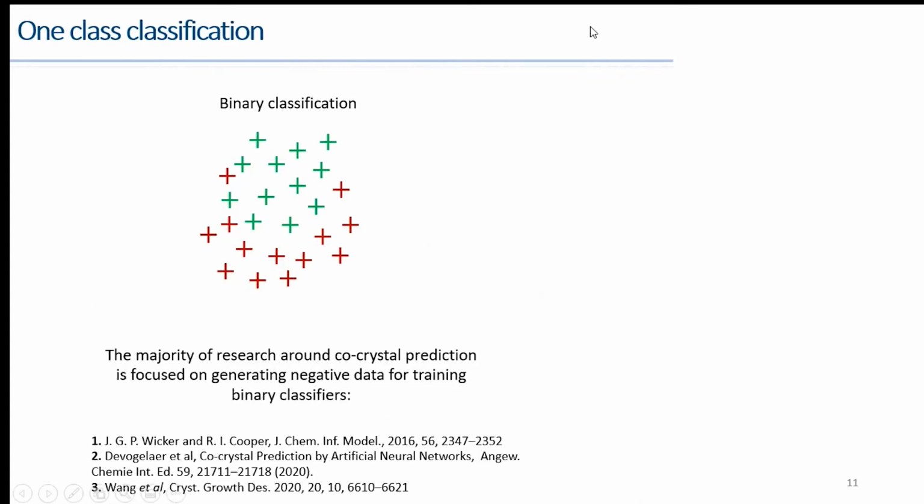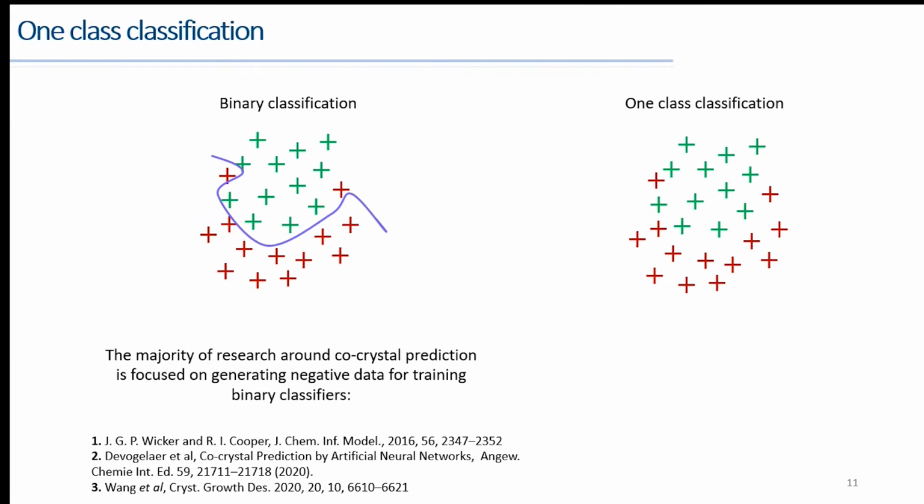This problem has been tackled by many other groups. They have done lots of amazing work on how we can predict co-crystallization. Most of them are basically trying to train binary classifiers, which means that, knowing which pairs form co-crystals and which pairs do not, the positives and the negatives, they try to find the best line to separate these two classes, then train a model on them and then be able to rank any new given pair.